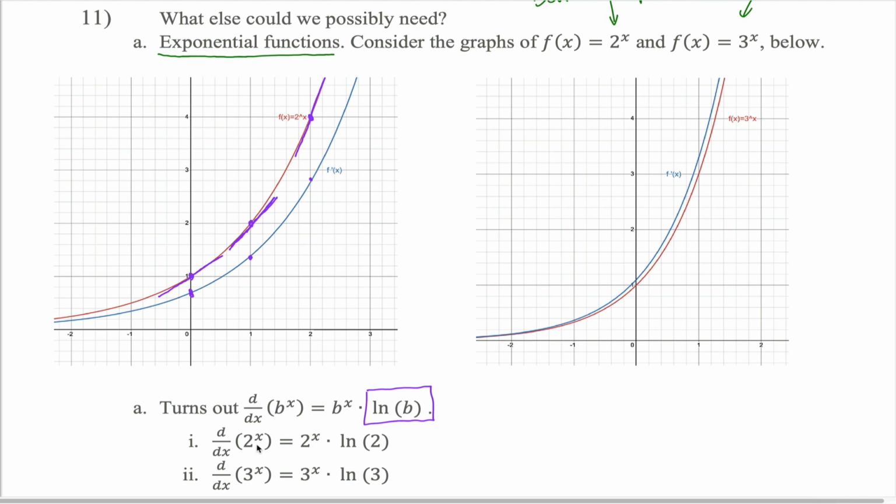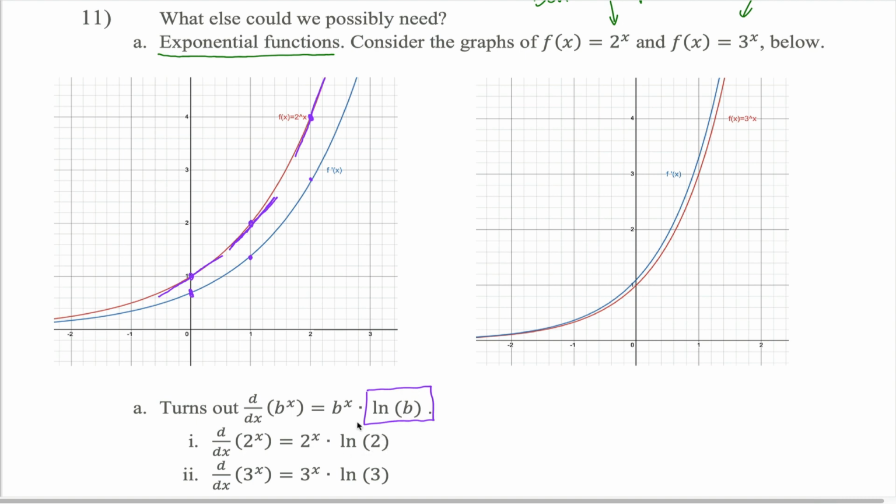The derivative of 2 to the x power is almost just 2 to the x power. The graph in blue is almost the same as the graph in red. It's just compressed down a little bit. How do I compress a graph down? I multiply it by some constant less than 1. What's the constant? It turns out to be the natural log of 2.